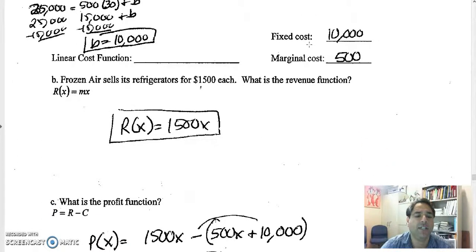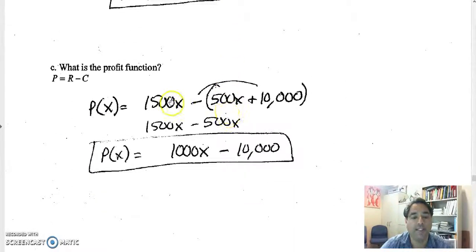Then I tell you that Frozen Air sells its refrigerators for $1,500. What's the revenue? So if we're selling each refrigerator for $1,500, that would be your marginal revenue. And then we don't know how many refrigerators, so that would be X. 1,500x would be your revenue. And then to find your profit, it's revenue minus cost. Notice we put cost in parentheses because we have to subtract each piece. We don't get to keep that $10,000. It's not part of profit. We have to subtract $10,000 because it's part of the cost.